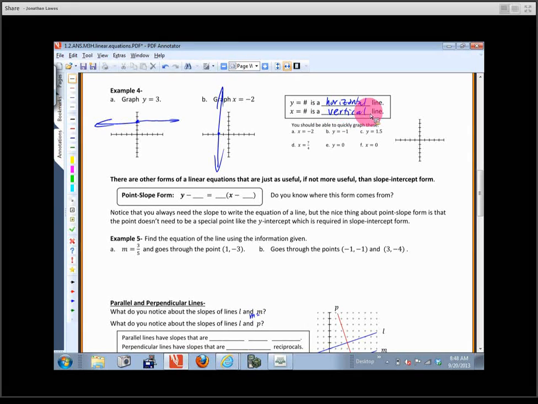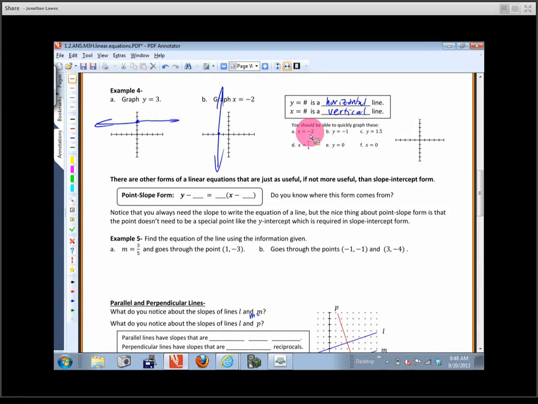Okay? So we could graph x equals -2, y equals -1, y equals 1.5. Anytime it's a y equals, it's going to be a horizontal line. Even x equals 7/4. 7/4 would be 1 3/4.